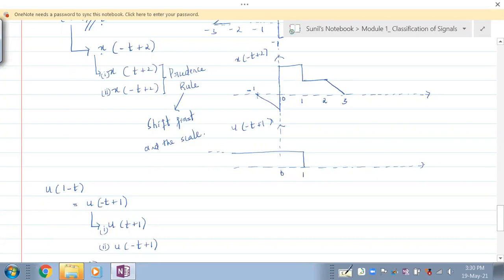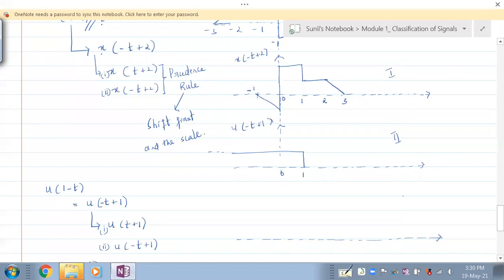So this is the signal. Now we need to multiply these two signals. This is the first signal that we have obtained, and this is the second signal that we have. So what you need to do to get y of t is multiply these.